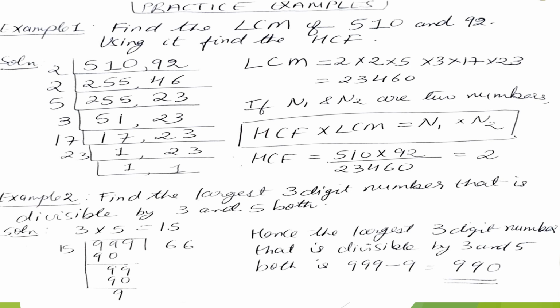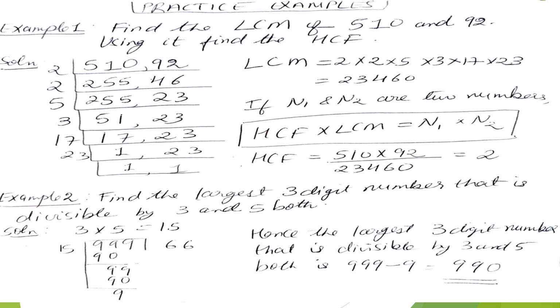Second example is: find the largest 3-digit number that is divisible by 3 and 5 both. Now since it is divisible by 3 and 5 both, it should be divisible by 3 into 5, that is 15. The largest 3-digit number is 999. So 999, when we divide by 15, we get the remainder as 9. So if I take out 9 from 999, then it will be exactly divisible by 15.